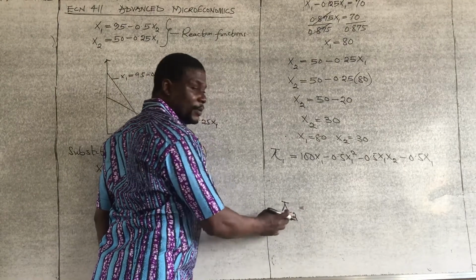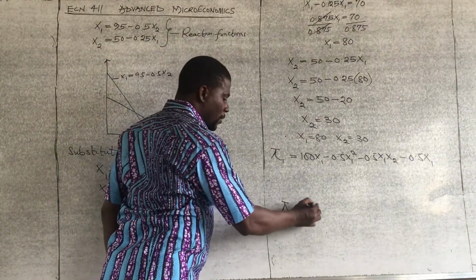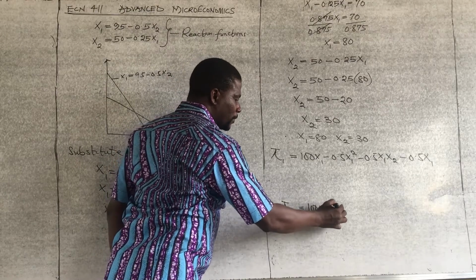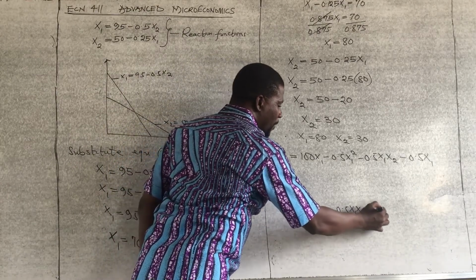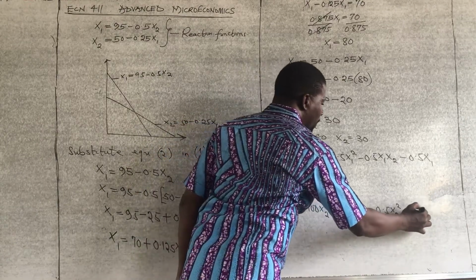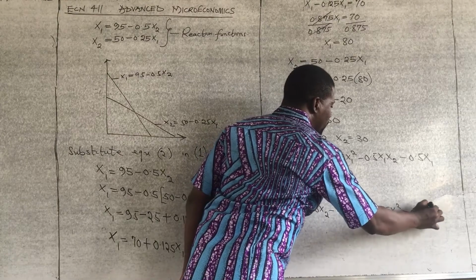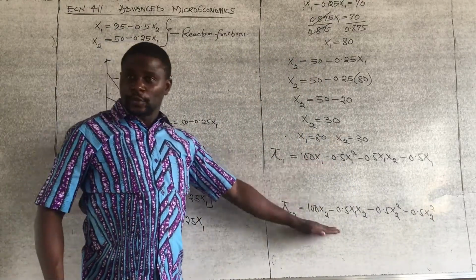They are telling us the pi 2. 100 x2, minus 0.5 x1 x2, minus 0.5 x2 squared. Are you with me? So you guys have this in your notes now.